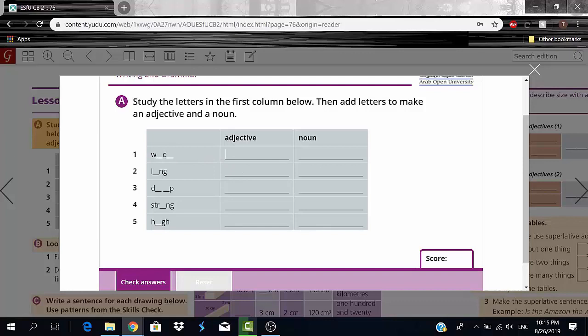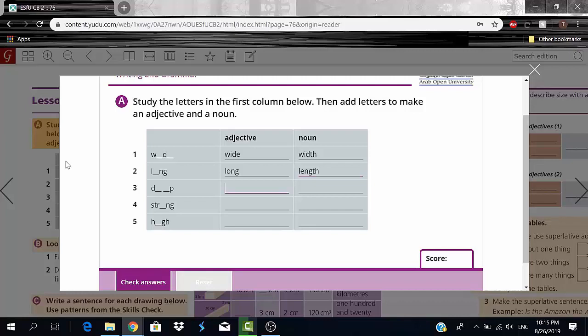So what's the first word, you guys? Let me give you a hint. It's based on mathematics, right? So the word is going to be wide. Okay, and what's the noun of wide, you guys? That's correct. It's width. Okay, so wide, width. What's number 2? Number 2 is long. Okay, and its noun becomes length.